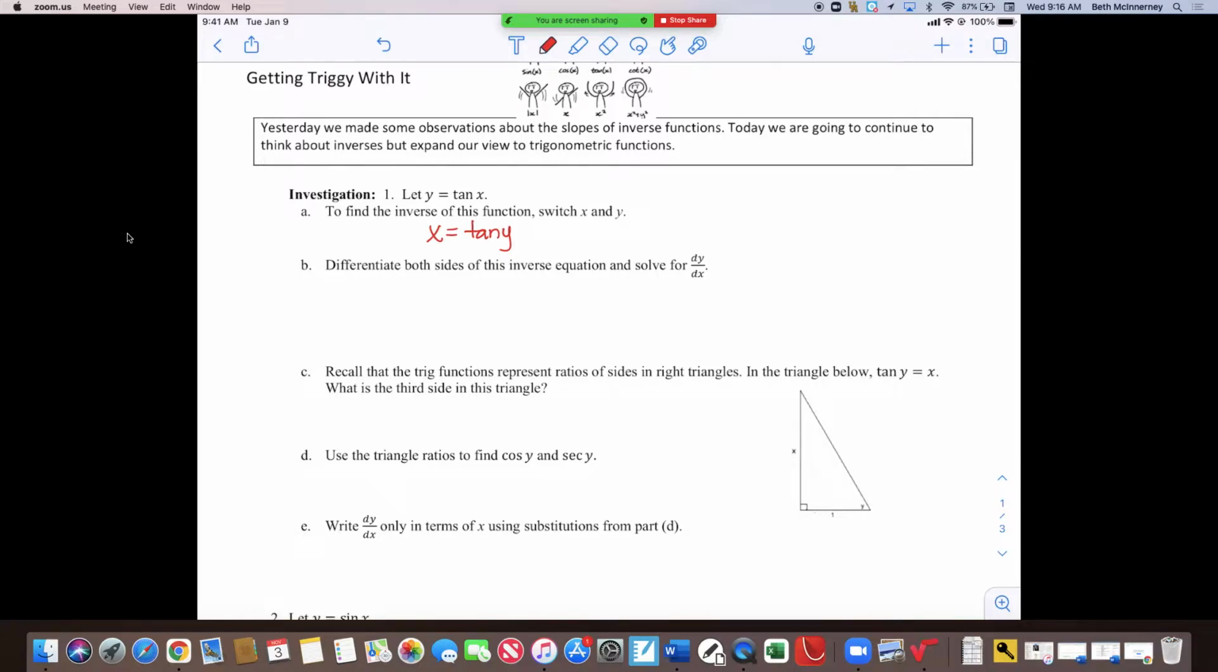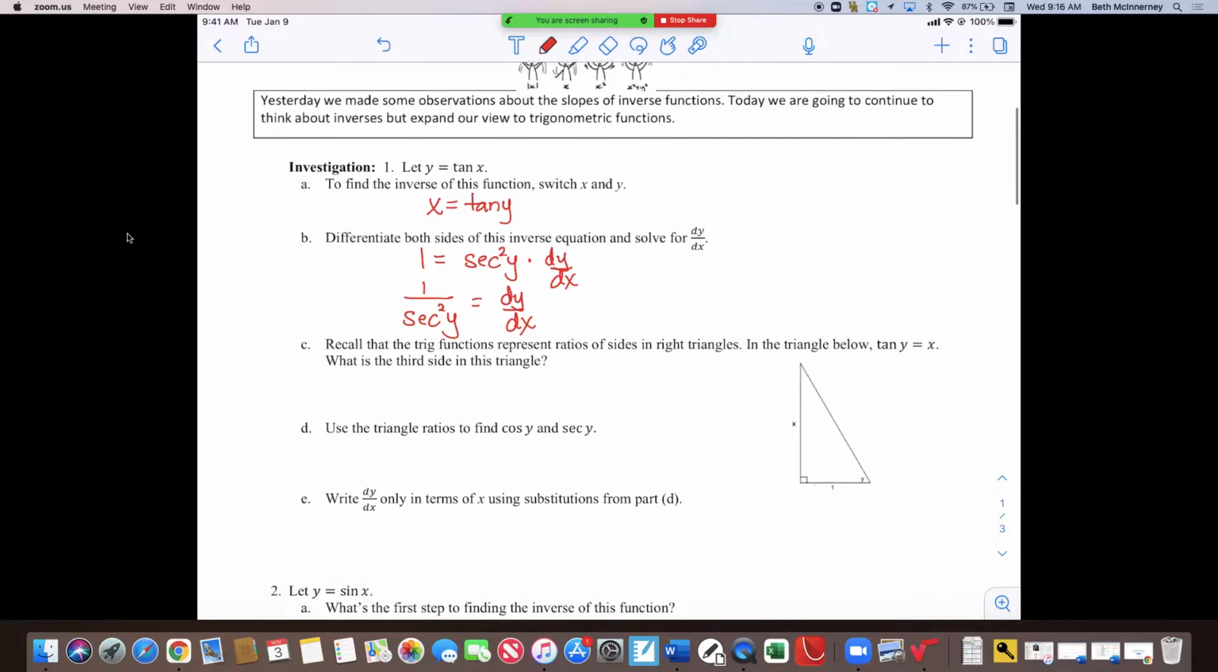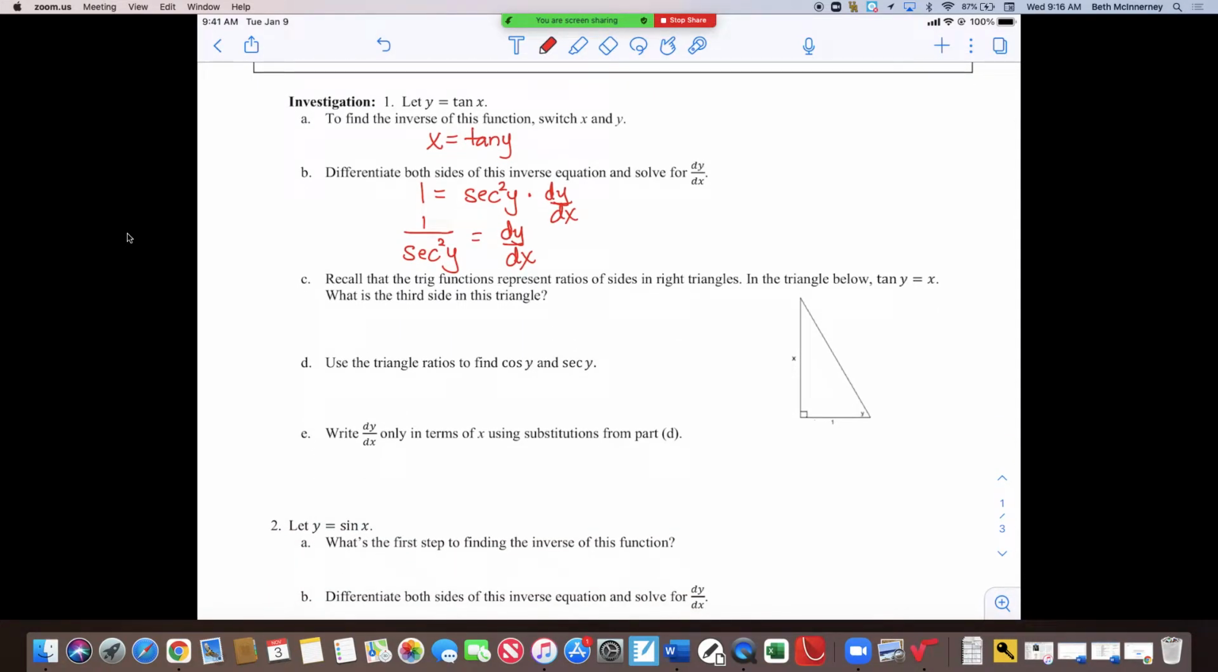So I'm going to first take the derivative of both sides using implicit differentiation. So this is 1 equals, what's the derivative of tangent? Secant squared times dy dx. I will divide by secant squared y, and that's dy dx. So the derivative of the inverse is 1 over secant squared y.